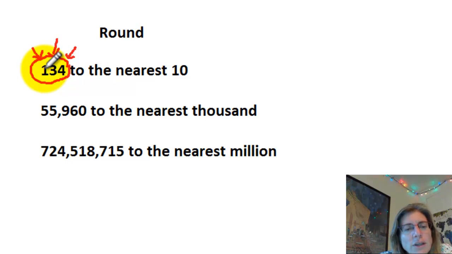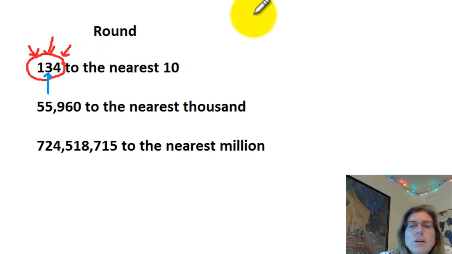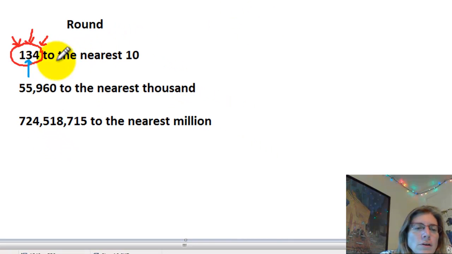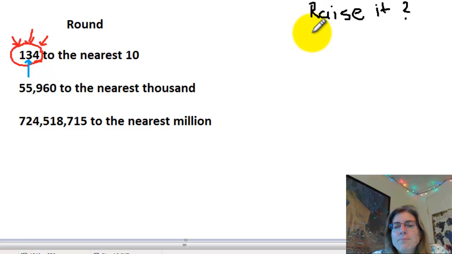So we're rounding to the nearest 10. So you identify the place you're rounding to, right there. And you have to always look to the number to the right of it to make your decision on what to do with that number in the tens place. Do we raise it or leave it the same? So those are the two questions. Do you raise it? Or leave it the same?